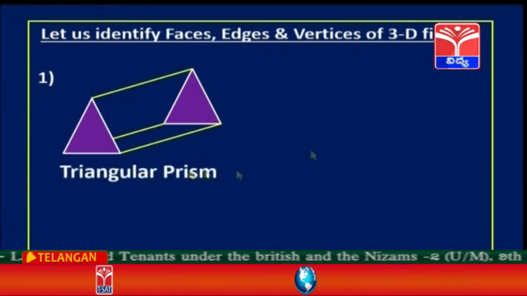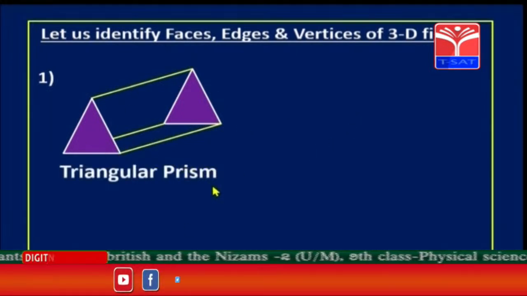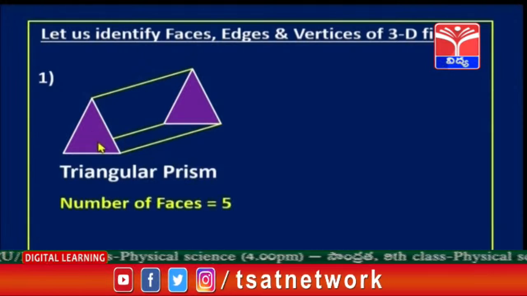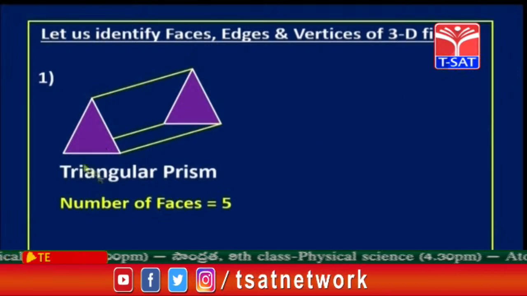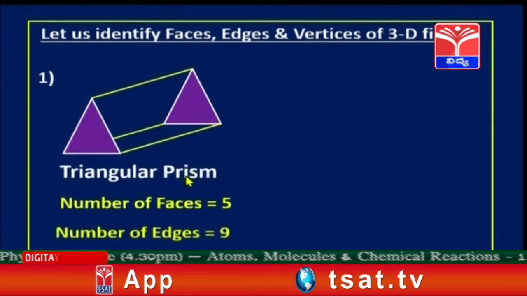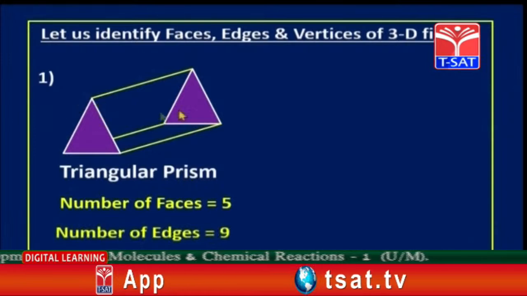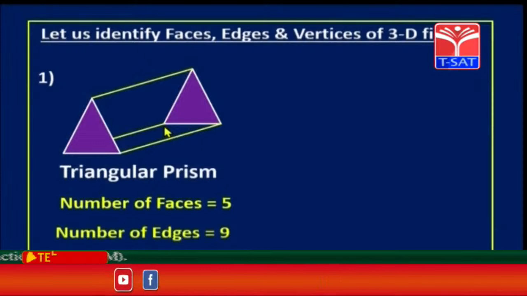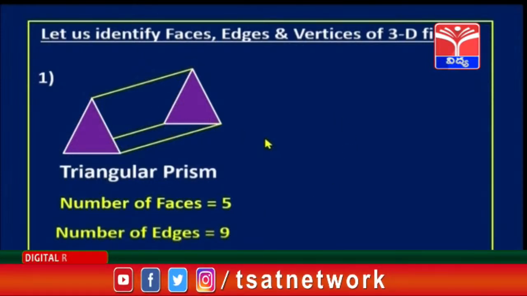Children, what is this one? Yes, it is a triangular prism. How many faces will be there for this, children? Yes, we will have 5 faces, 2 triangular faces and 3 rectangular faces, total 5. How many edges are there, children? Yes, we will have 3 plus 3, 6 plus 3, total 9 edges. And how many vertices will be there? Yes, 3 here, 3 here, total 6. So number of vertices will be equal to 6.